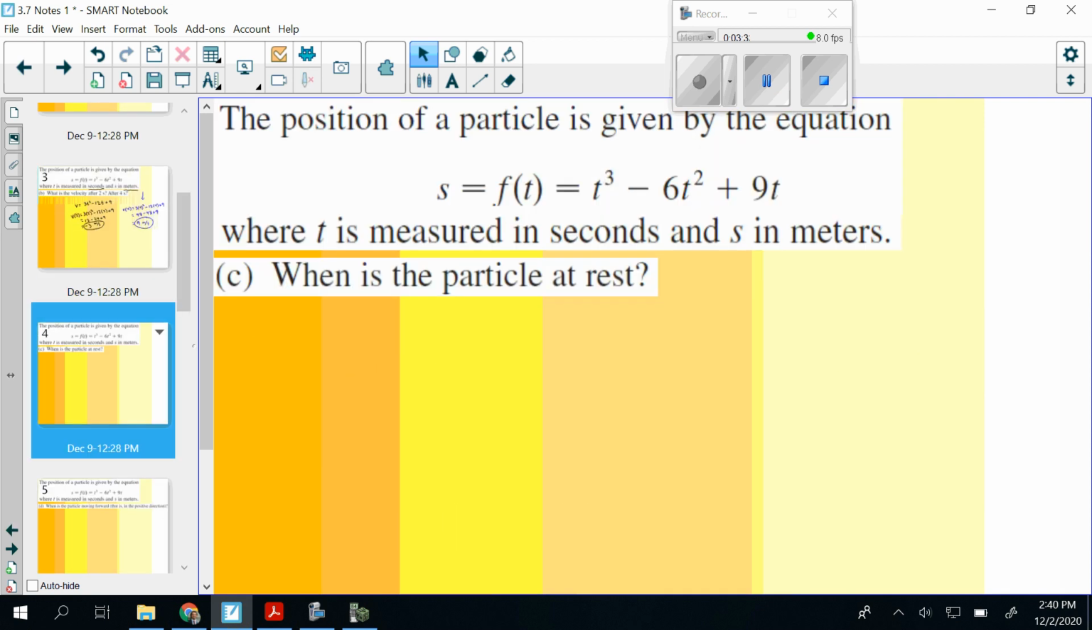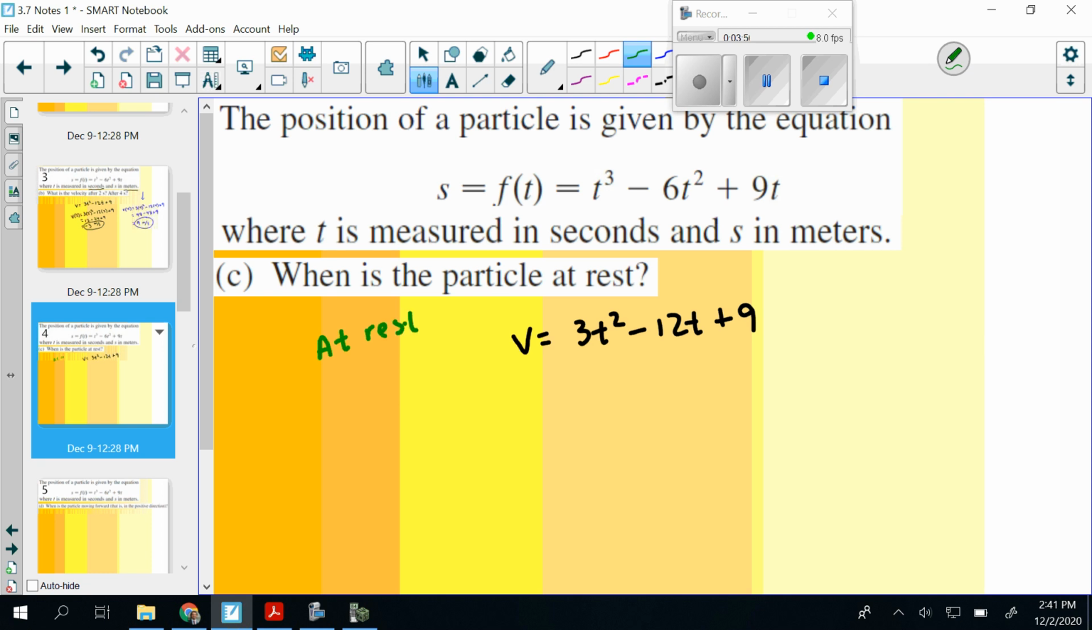Part C, when is the particle at rest? Well, if we have our velocity equation that we've been using the last 2 problems here, and we want to know when it's at rest, what that is telling us is that at rest indicates velocity is 0. And so what you want to do then is plug 0 in here for the velocity and solve this out. So we're trying to find a when, we're trying to find this t over here, what time does that happen at? So we have to figure out a way to solve that.